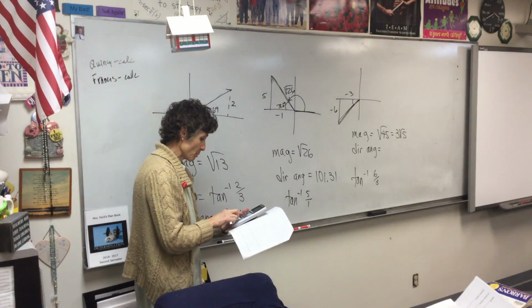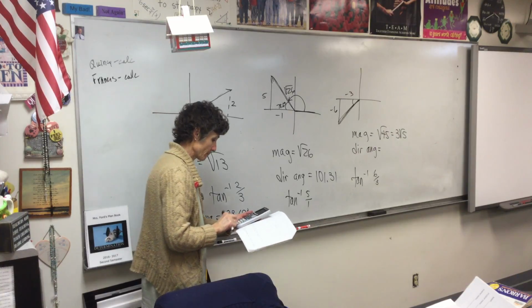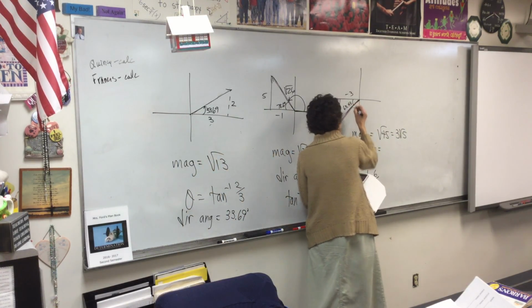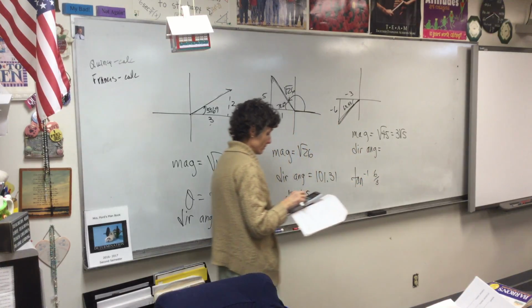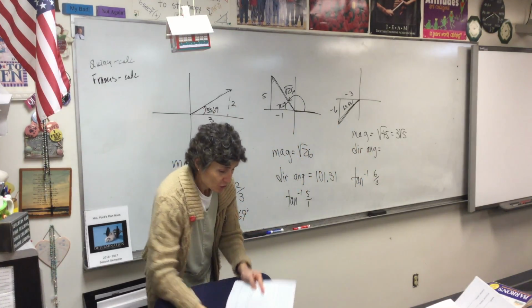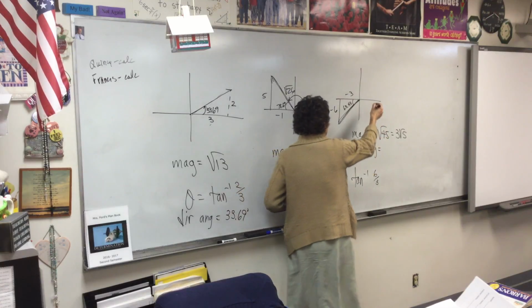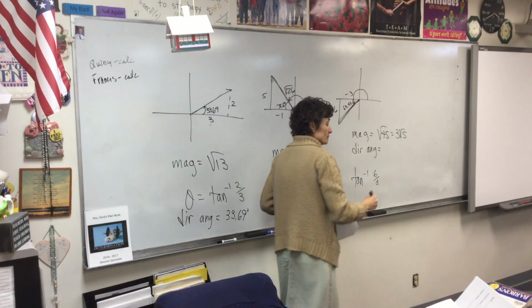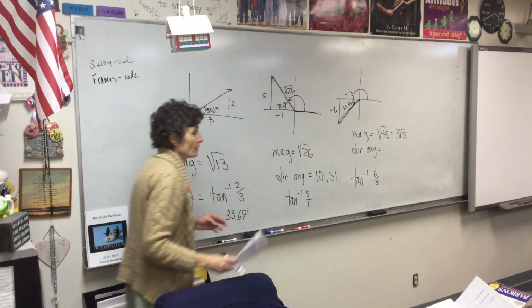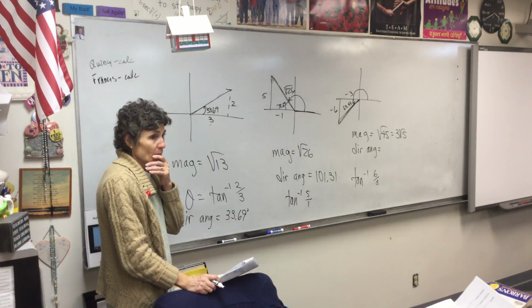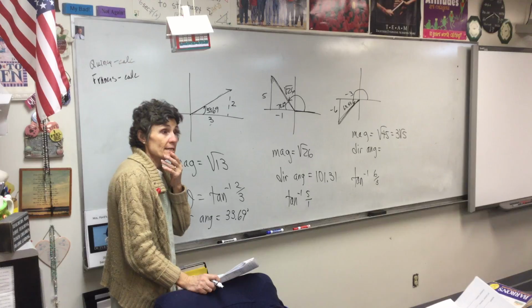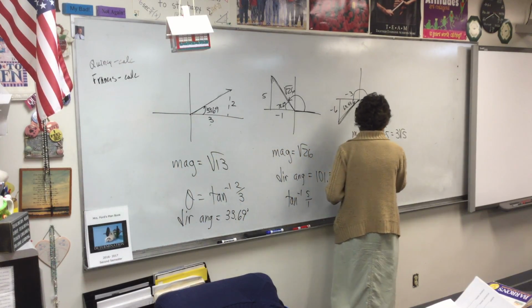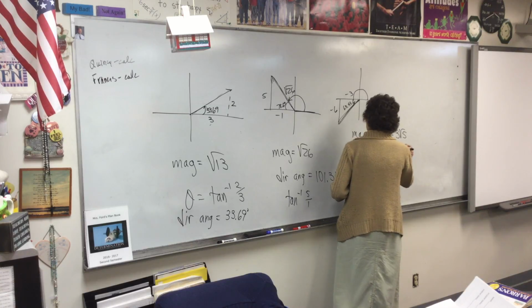But like our last problem, I got 63.43, but that is not the direction angle. The direction angle has to get you all the way around to here. How are we gonna find that one? 180 plus, so that would be 243.43.